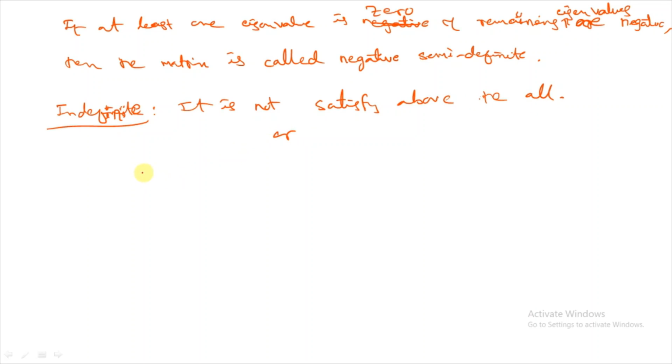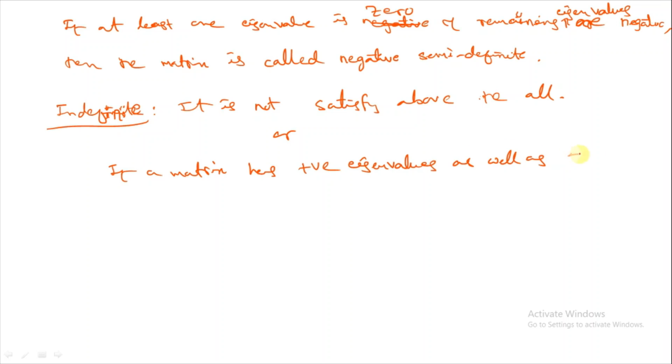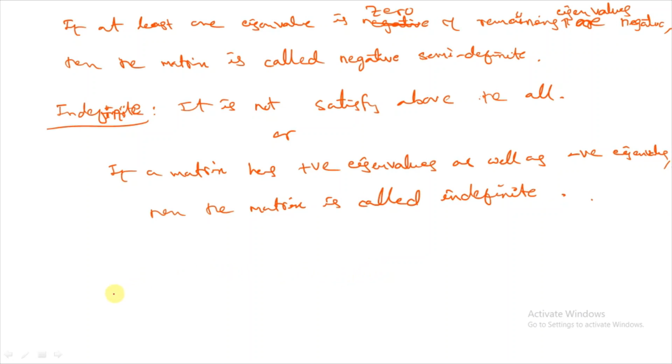Or you can say, suppose a matrix has positive eigenvalues as well as negative eigenvalues, a mix of positive and negative eigenvalues. Then the matrix is called indefinite.